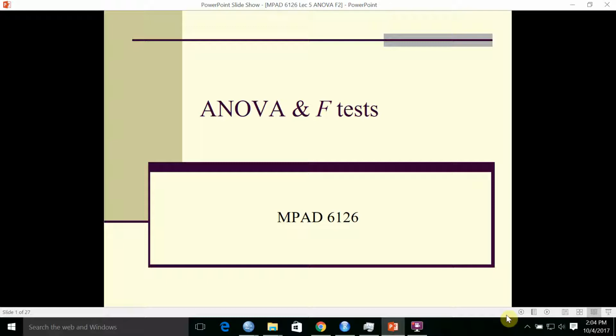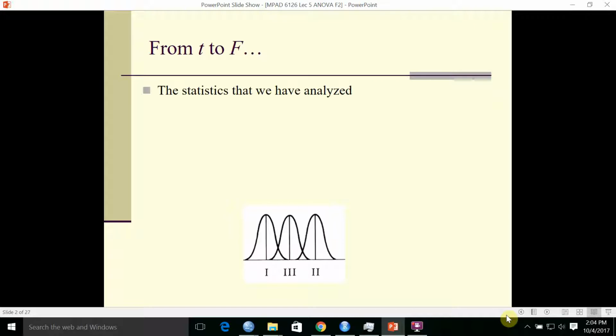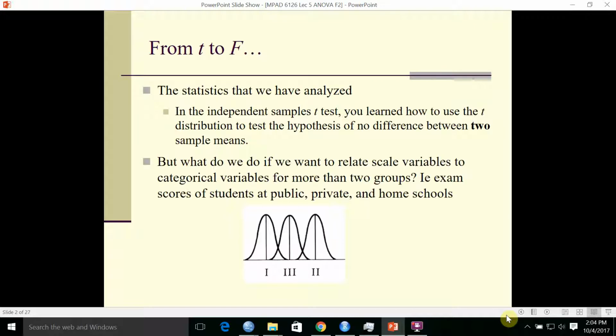So tonight we're going to be going over the ANOVA and F tests. The ANOVA is the F test. The ANOVA test, or the F test, is similar to the T test. If you remember last week, we went over comparing two groups to see if there was a significant difference between the two sample means.